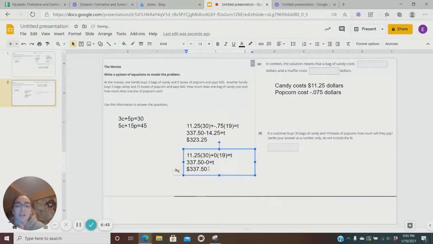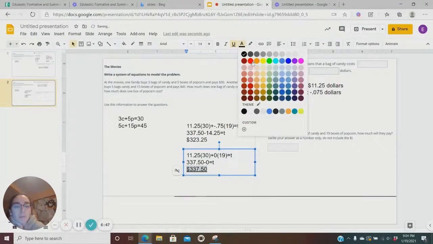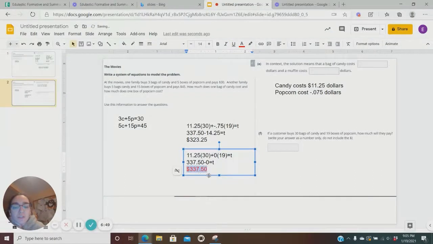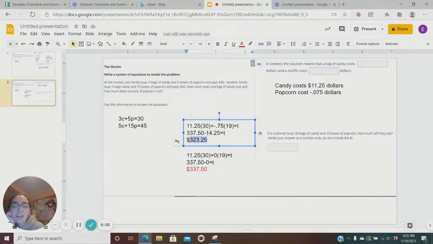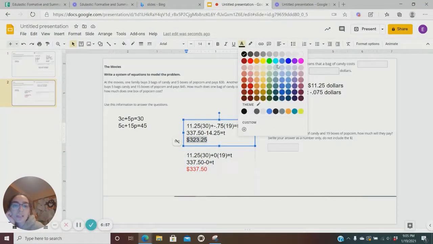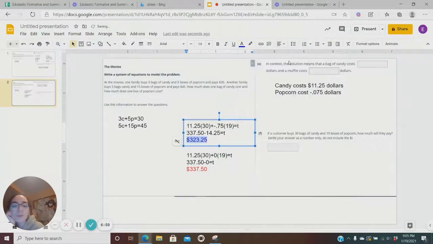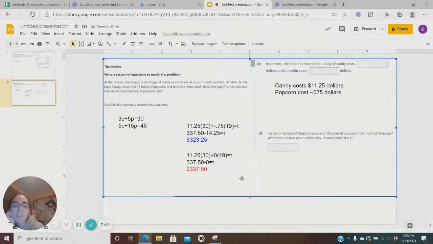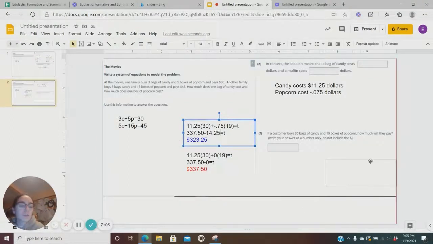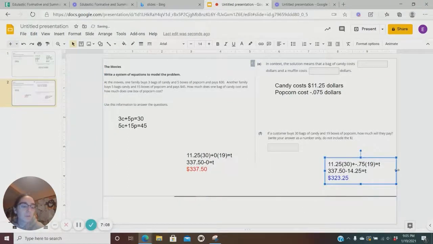So the two answers that I'm going to collect for this one are either 337.50, if you're thinking about it logically, or 323.25, if you're thinking about it algebraically. I'm collecting two answers for this one because it was a little bit more of a challenging question.